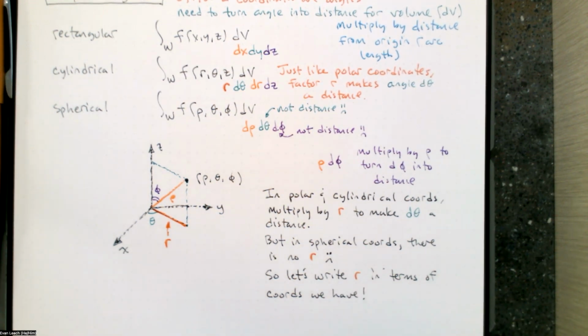Coordinates that we have are rho, theta, and phi. Here is the thinking behind where these things come from. The TLDR is going to show up in a minute.